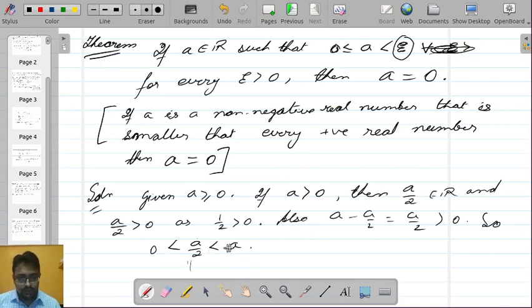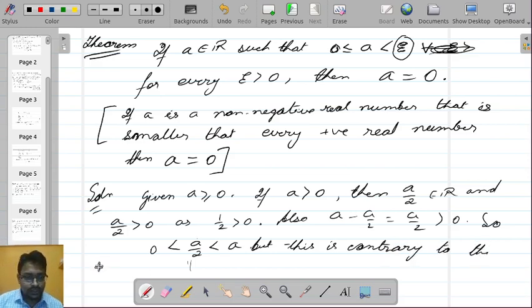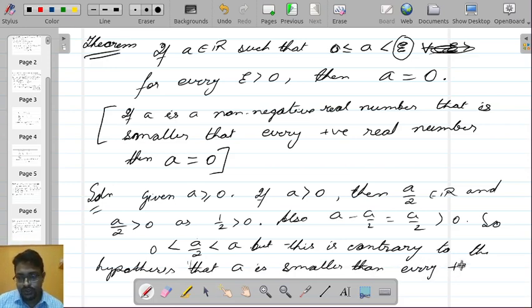So 0 less than a by 2 less than a, but this is contrary to our hypothesis. This is contrary to the hypothesis that a is smaller than every positive real number. Thus, our assumption is incorrect. What was our assumption? Assumption is a greater than 0.